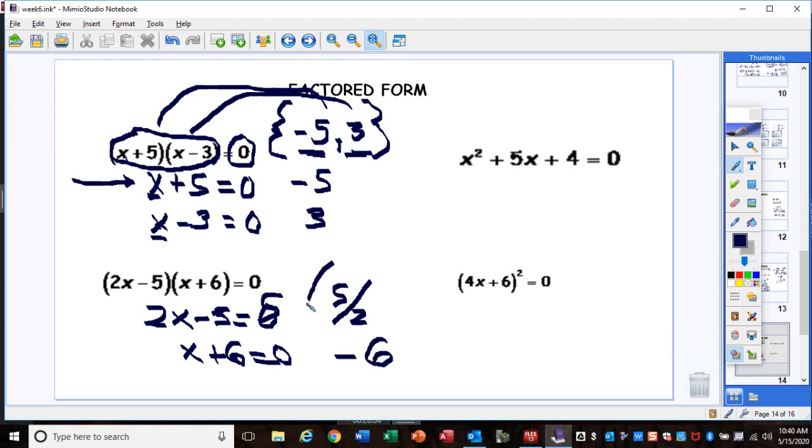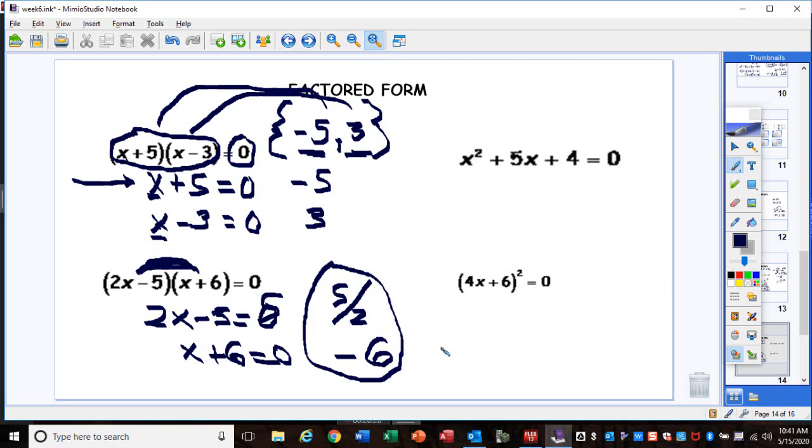These are the two solutions. That's what counts. Factoring helps you. That was important. It sets you up for solving. This is the main idea.